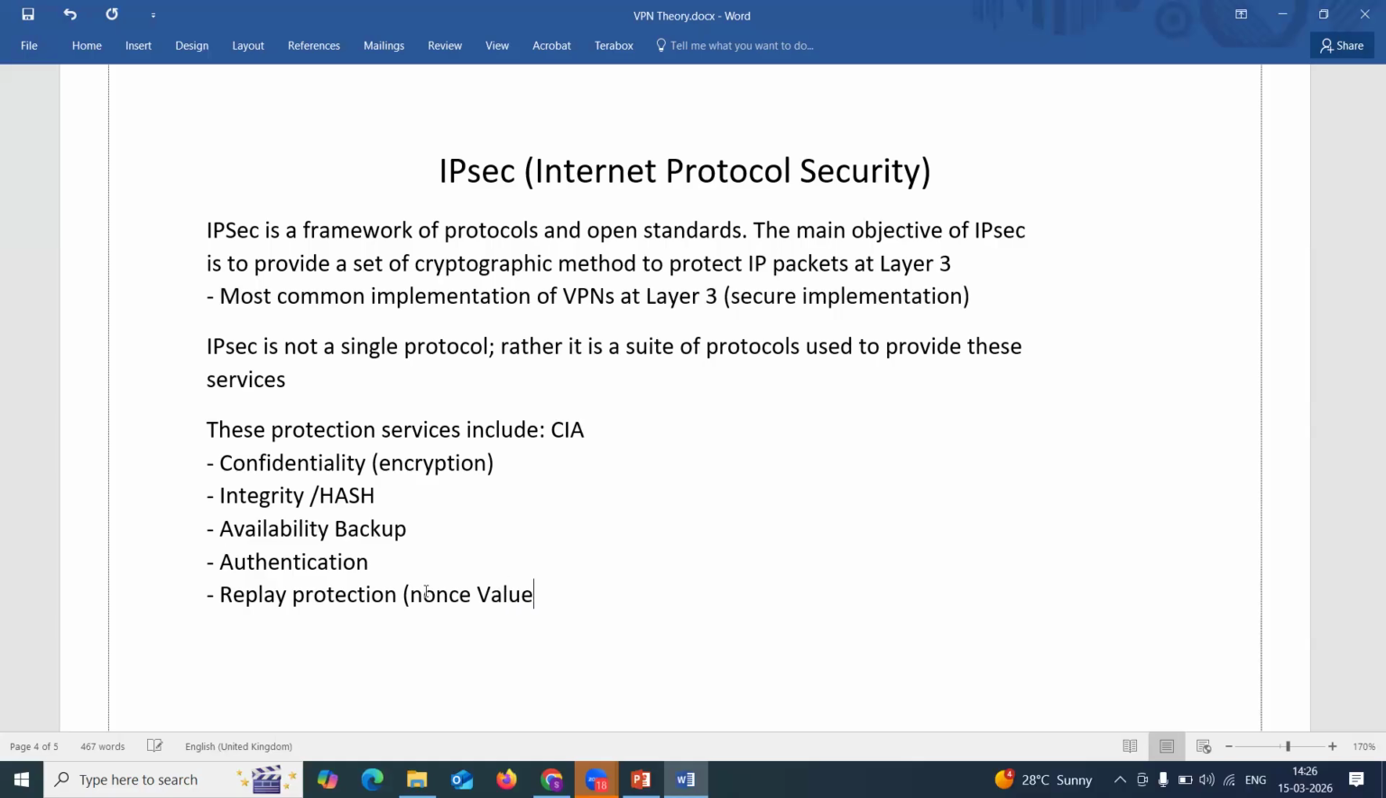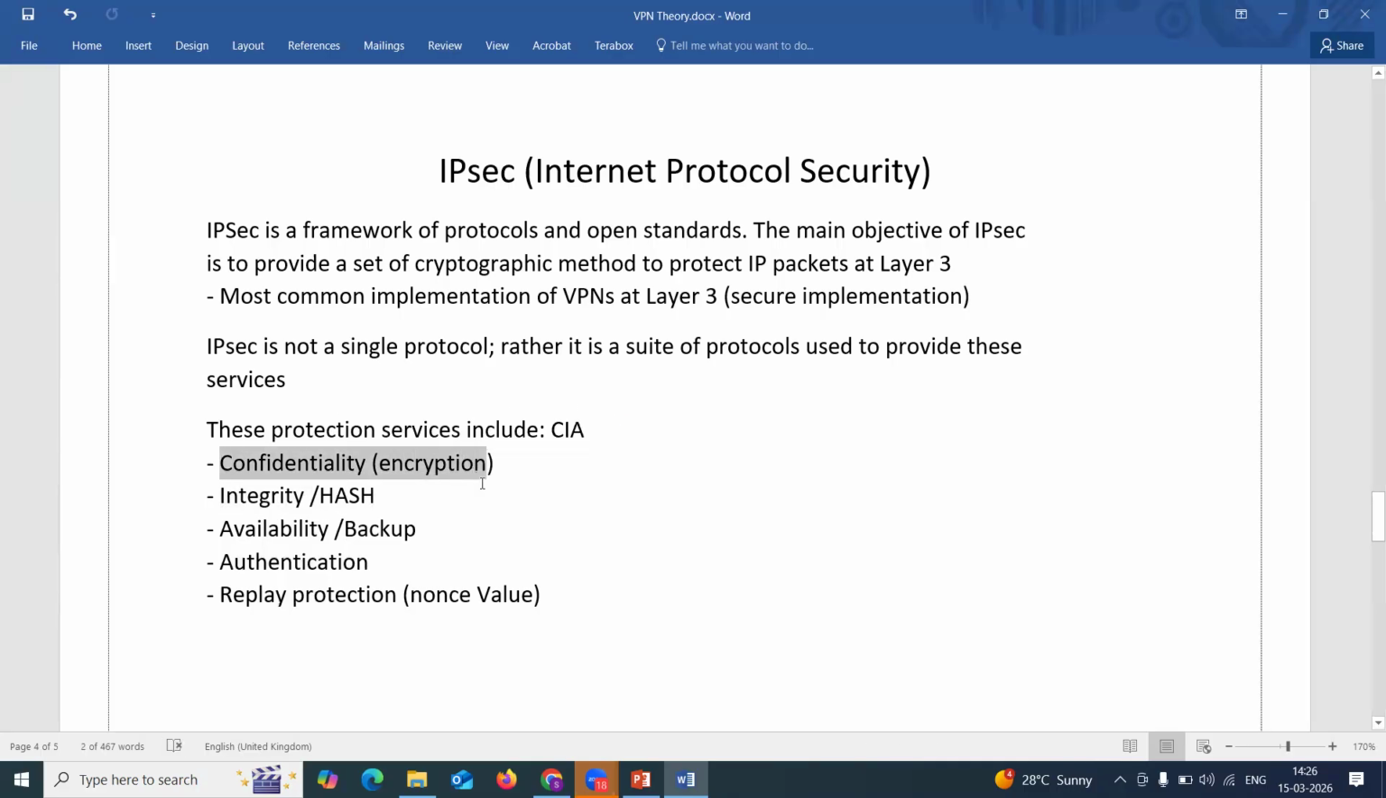Now, what is nonce value? You guys do research meanwhile, till I reach for this explanation. Do research about what is nonce value, what is authentication, what is availability or a backup, what is integrity or a hash, confidentiality.